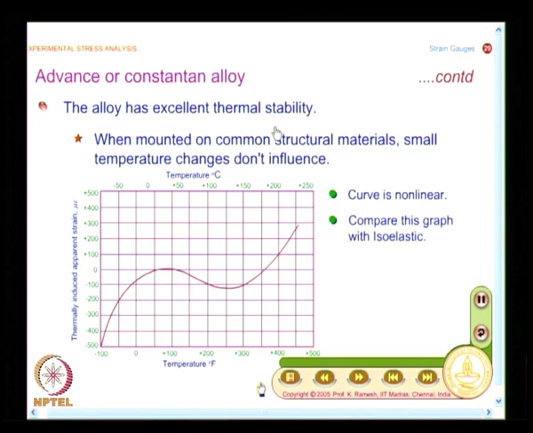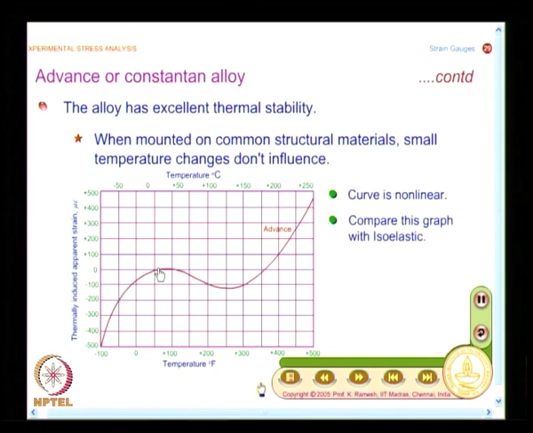From an engineering point of view, you find the thermal response is highly nonlinear. So, what you have here is temperature in Fahrenheit on this axis, temperature in centigrade on this axis, and thermally induced apparent strain in microstrain. What you find is the curve is nonlinear. The moment I compare this with isoelastic, you will find this is far better. If you look only at this graph, you will say it is highly nonlinear, but if you look at this region, which is more like a room temperature application, you find that this is almost horizontal. So, that is where you have an adjective that it has excellent thermal stability.